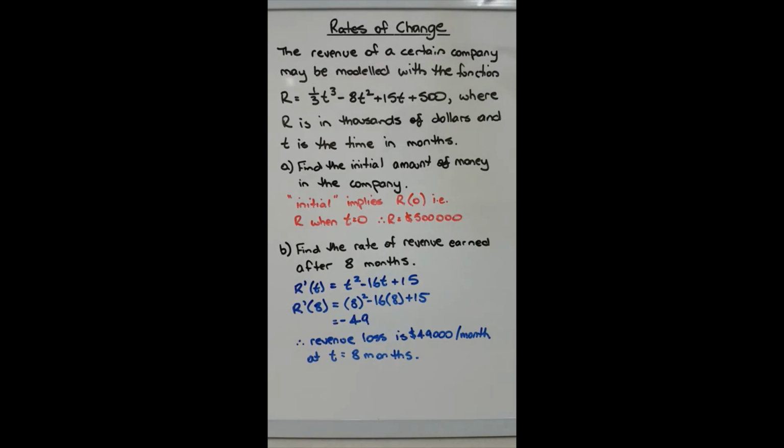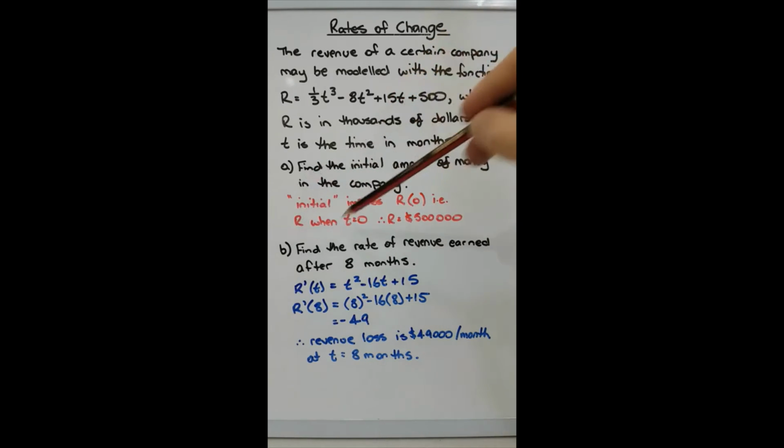The revenue of a certain company may be modelled with the function r is equal to 1/3 t cubed minus 8t squared plus 15t plus 500, where r is in thousands of dollars and t is the time in months. Part A, find the initial amount of money in the company. Now the word initial implies r of 0. In other words, the value of r when t is equal to 0. So substituting t equals 0 into the original function, we end up with R is equal to $500,000.